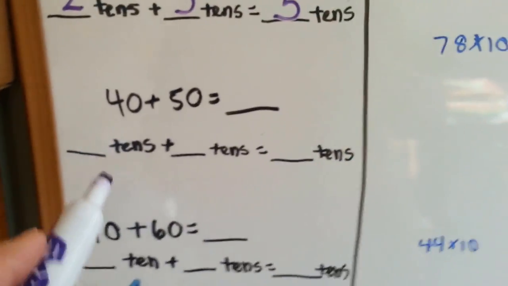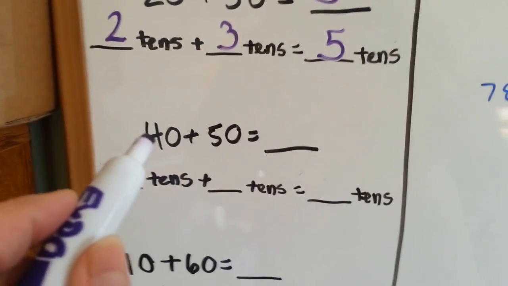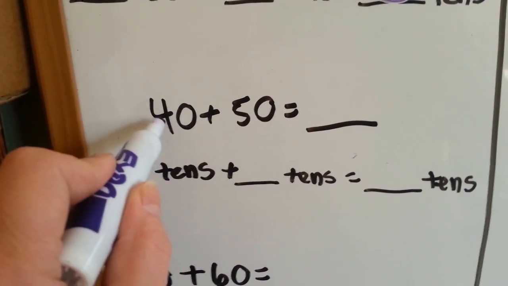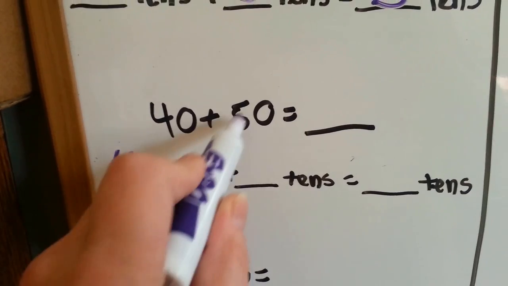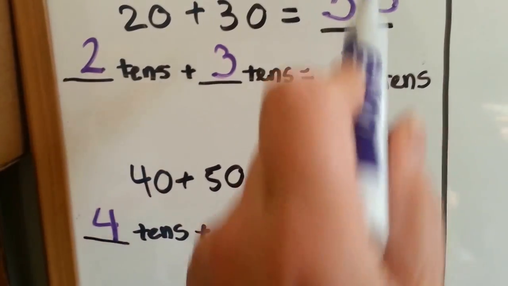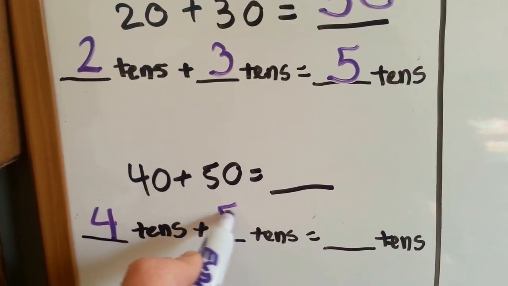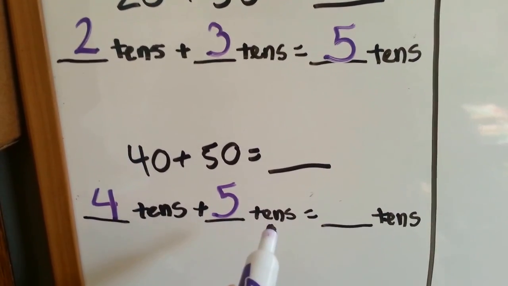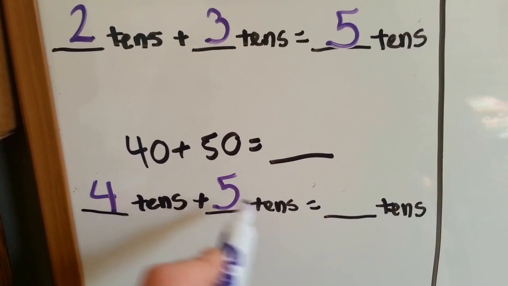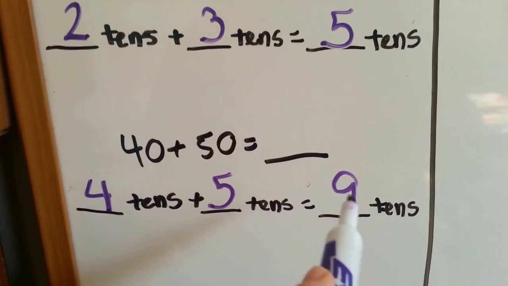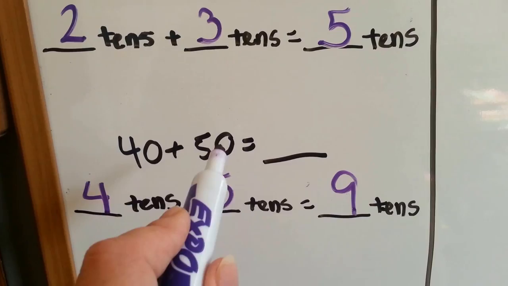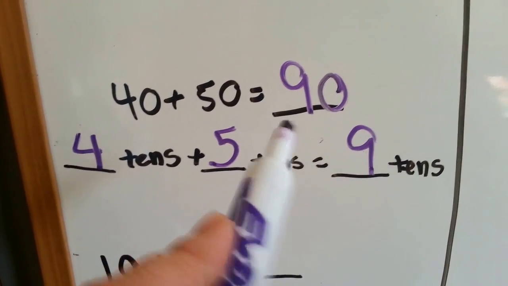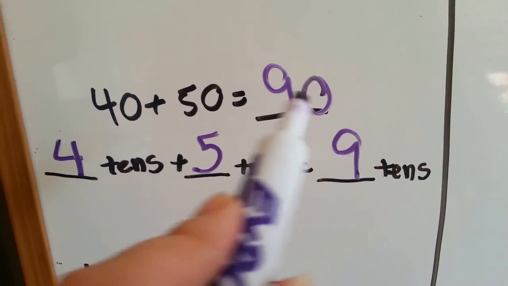Okay? Now let's look at this one. 40 is the same thing as how many tens? Here's the ones place, here's the tens place, 4 tens. 50 is the same thing as 5 tens, just like we did up here. 4 tens plus 5 tens is, 4 plus 5 is 9. It's 9 tens. 40 plus 50 is 90. See that? 9 tens is 90.